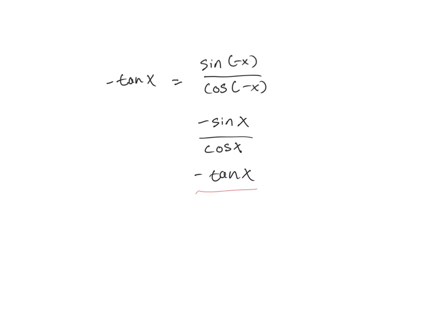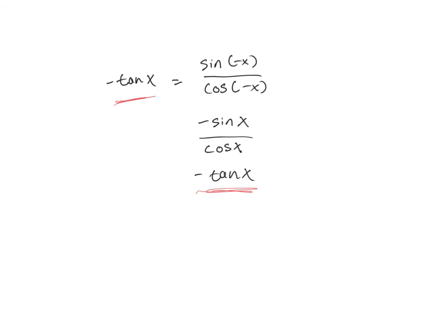So this equals negative tangent of x. So here we have negative tangent of x on both sides, and that is how we would prove it using our negative sines and cosines of x.